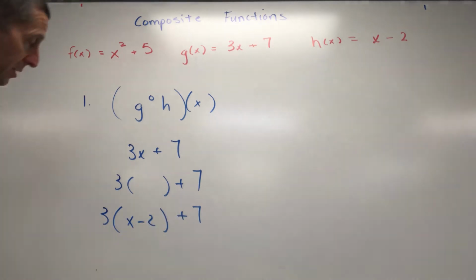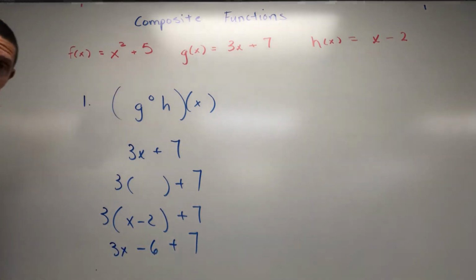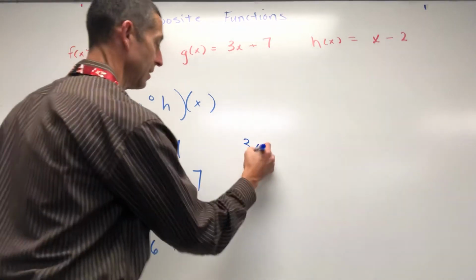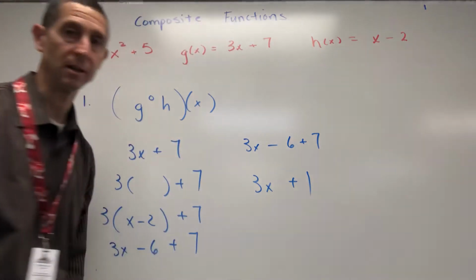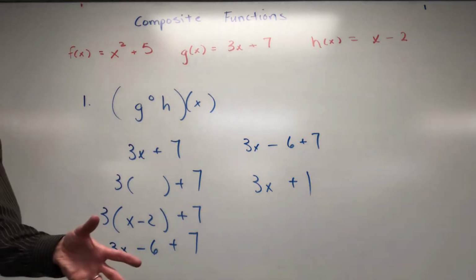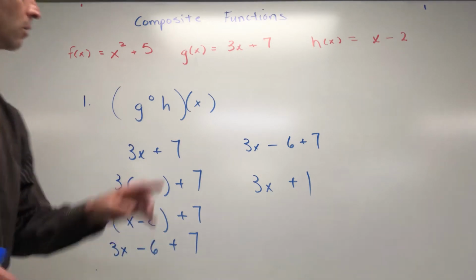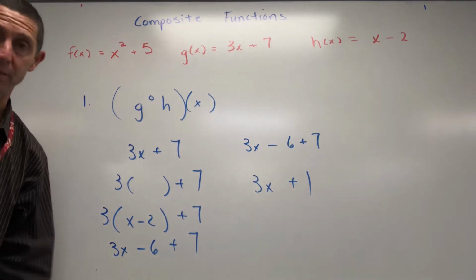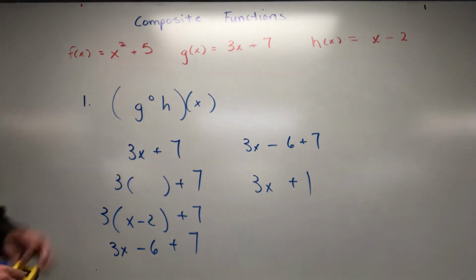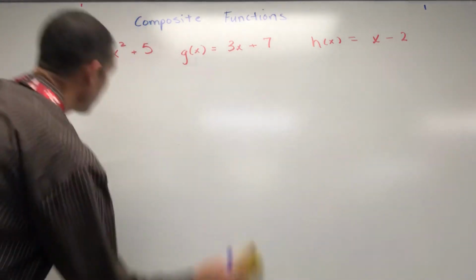Now we got a little bit of math to do. We're going to distribute 3x minus 6 plus 7. And when you have 3x minus 6 plus 7, looks like you get 3x plus 1, final answer. All right, so for all of our examples today, there's only 4. We're going to use this, f, g, and h for composite functions. All right, get them written down. I need this space. Here we go.